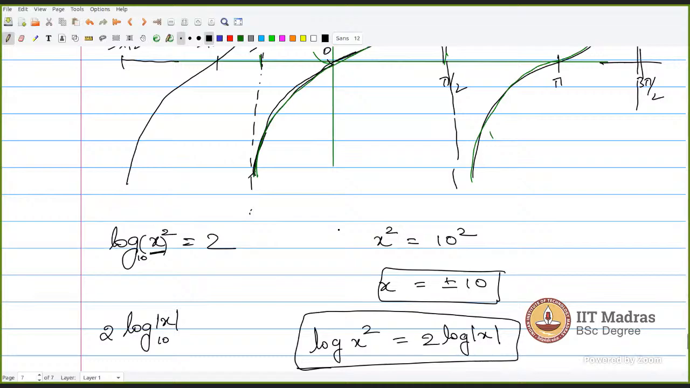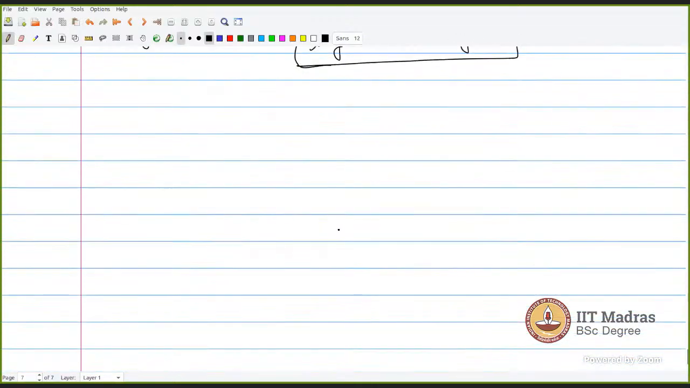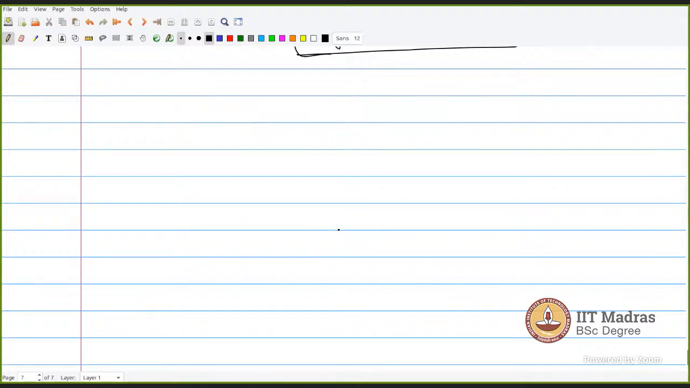Sir, I have a doubt. Question 8 of lecture 3 assignment. I have a doubt here in the tan function. Can you show the graph of tan? Right, one second.